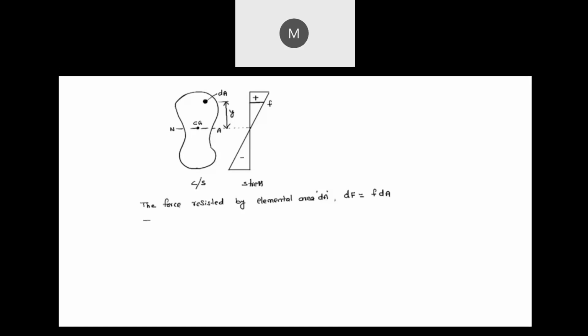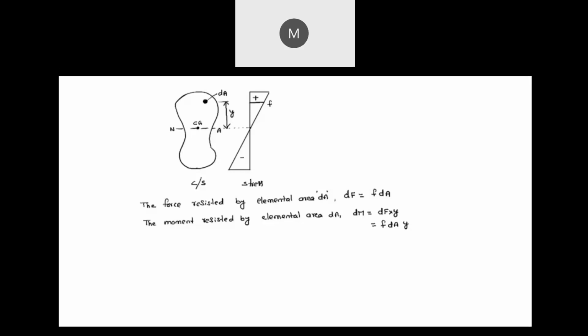And the moment resisted by elemental area dA, dM is nothing but dF into y, force into centroid distance. I mean, from the neutral axis centroid, the distance of dA is y. dF into y, which is equal to f into dA into y.